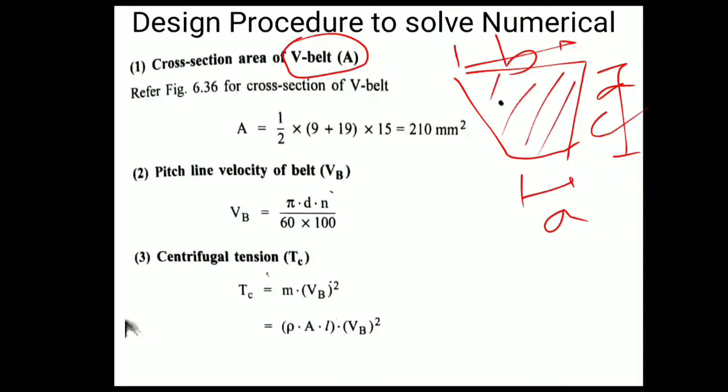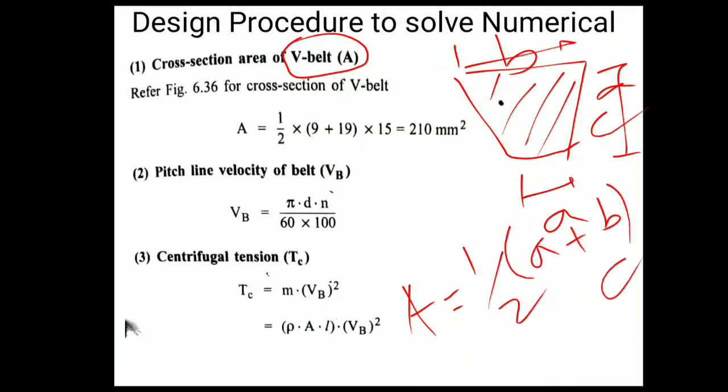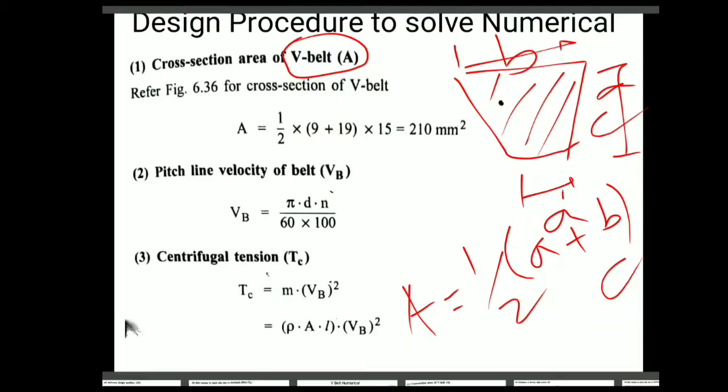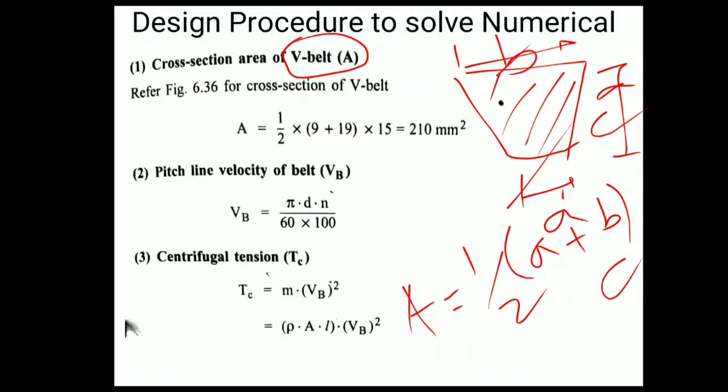So how can I calculate this cross section? See, cross section area is equal to half of (A plus B) into C. Did you get it? Half of A plus B, this side plus this side, into height. So that will be the area. I have written it here, this is one example I quoted here. So this will be the cross section area we can calculate for V belt.